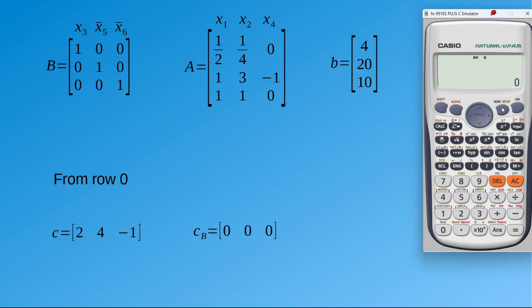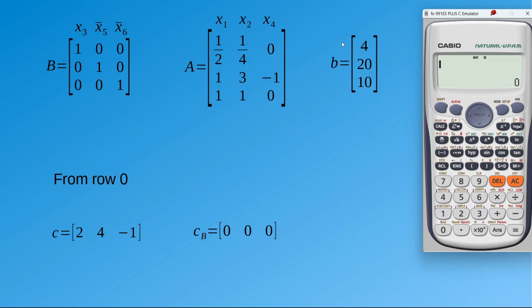Now let's enter matrix B. So we go to mode and we go to 6 and we go to 2. And then we select a 3 by 3 matrix and that's it. 1, 0, 0, 0, 1, 0, and 0, 0, and 1. Matrix B has been entered.